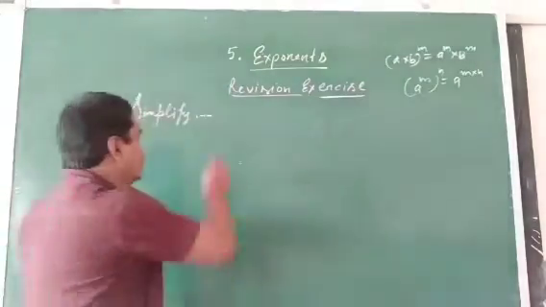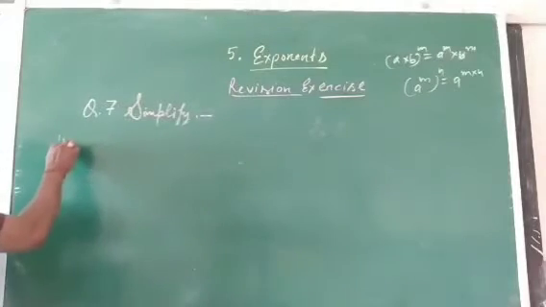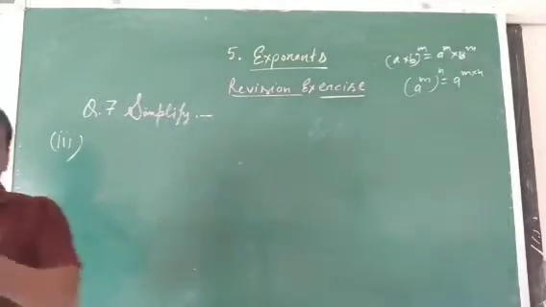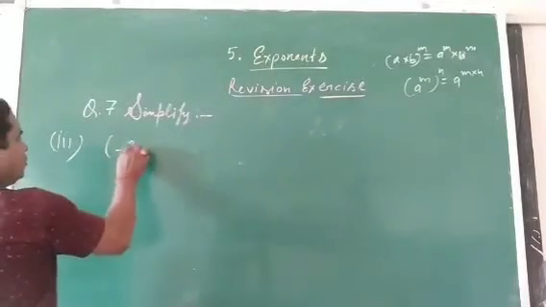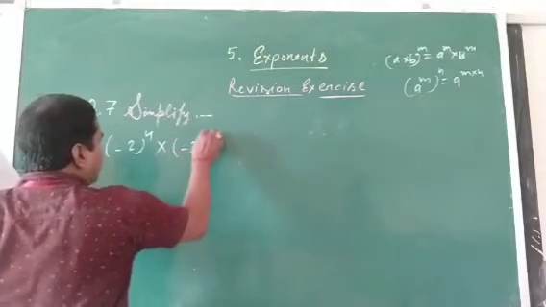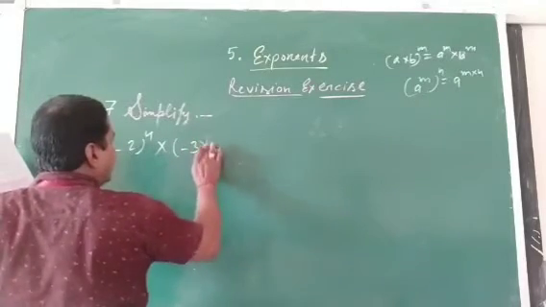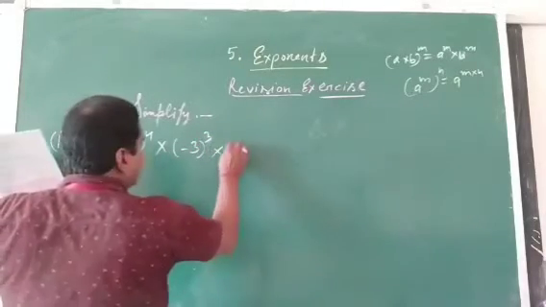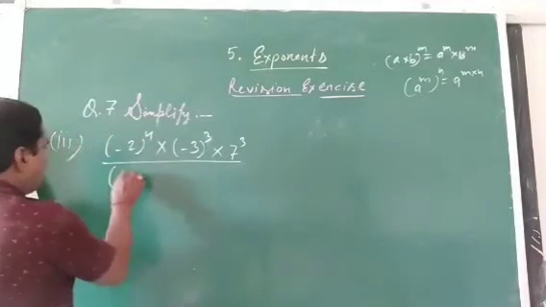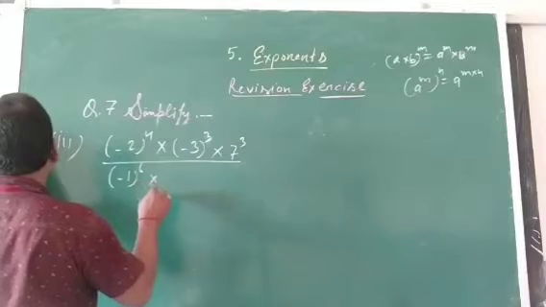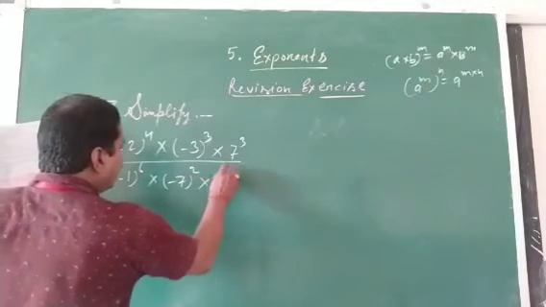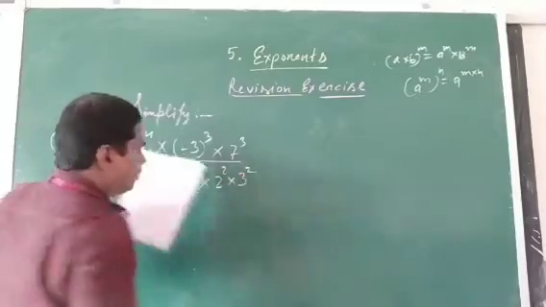Third part of this question. Third part, what is given? (-2)^4 × (-3)^3 × 7^3 upon (-1)^6 × (-7)^2 × 2^2 × 3^2.